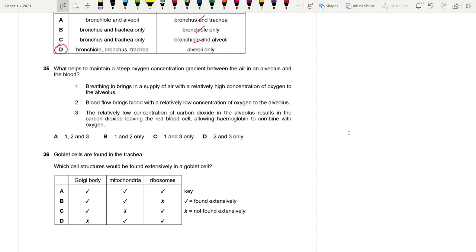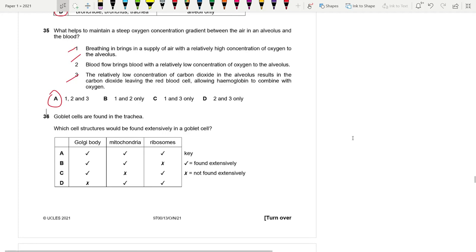Breathing in brings in a supply of air with a relatively high concentration of oxygen to the alveolus. This is true. Blood flow brings blood with low concentration of oxygen. That's true. So we get a gradient. The relatively low concentration of CO2 in the alveolus results in carbon dioxide leaving the RBC, allowing hemoglobin to combine with oxygen. Perfect. A is the correct answer.